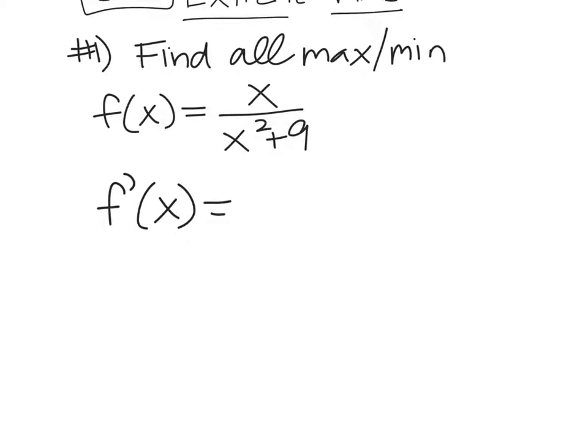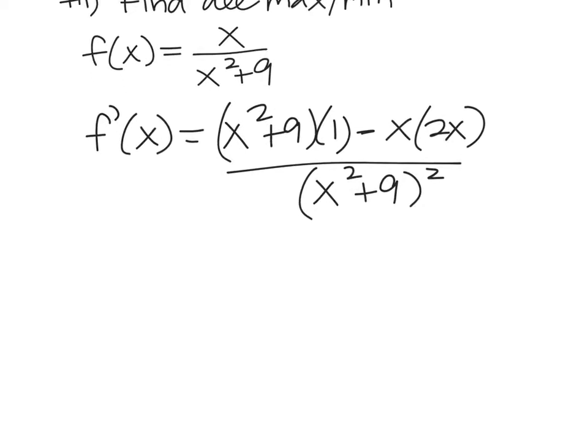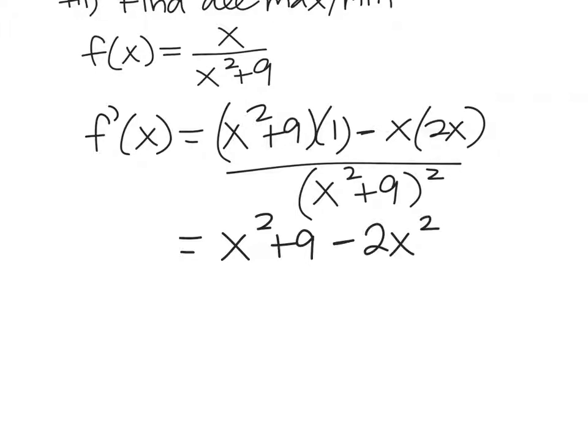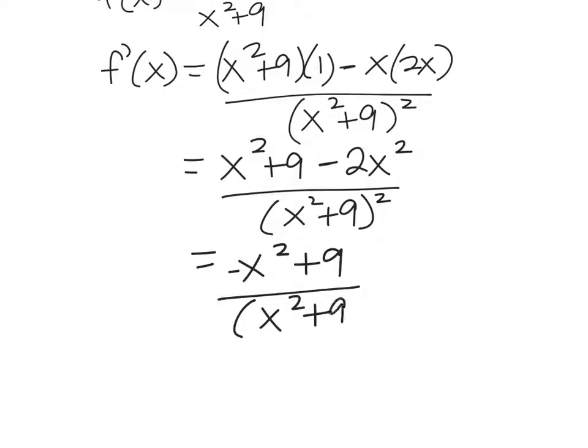Let's do it. So low, x squared plus 9, low d high times 1 minus high d low over the bottom squared. Okay, and let's fix this. So up top we have x squared plus 9 minus 2x squared over stuff. And then fix one more time. We have negative x squared plus 9 over x squared plus 9 squared. Okay, so we've taken the derivative. Yes? No? Did I do it right? We have x squared minus 2x squared gives us negative x squared.